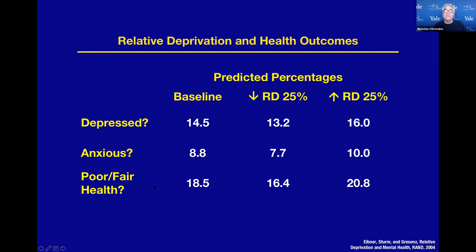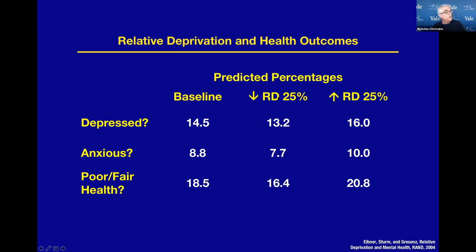And here is how relative deprivation, again measured at the individual level, is associated with various health outcomes. This shows relative deprivation and health outcomes, with predicted percentages with respect to whether you are depressed, anxious, or rate your health as poor or fair. At baseline, these are the percentages.